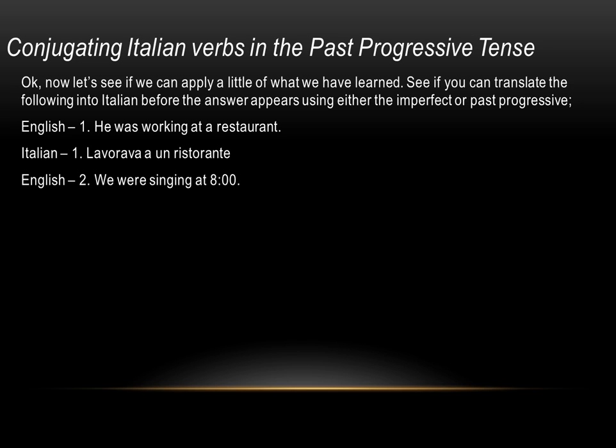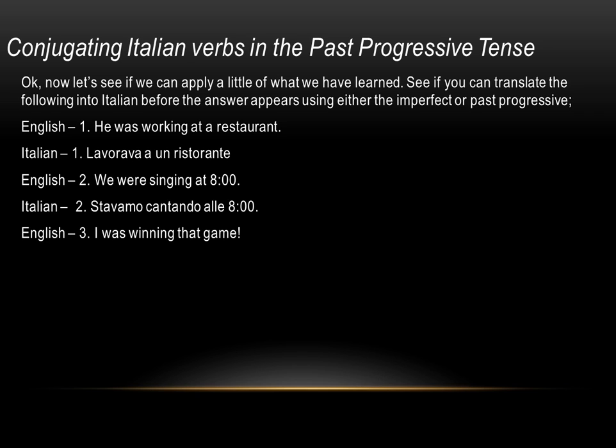We were singing at 8 o'clock. Stavamo cantando alle 8. There it's 8 o'clock. Very specific time, so we went with the past progressive. I was winning that game. Stavo vincendo quella partita. Once again, we went with the past progressive because it was that game, indicating a particular point in time.